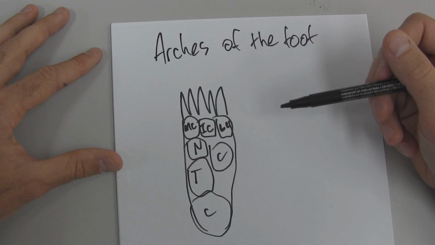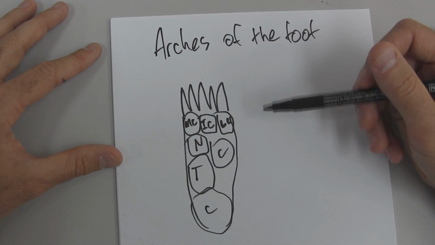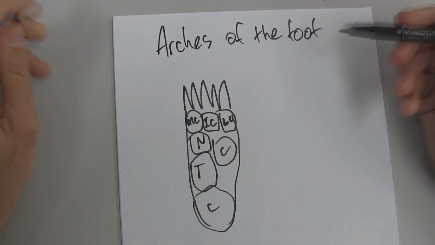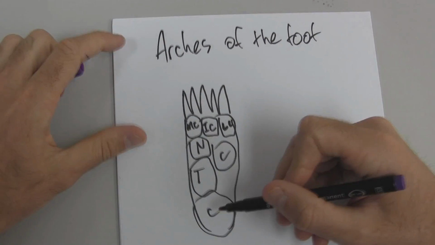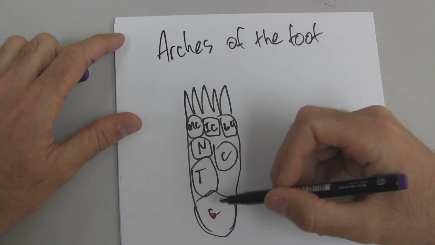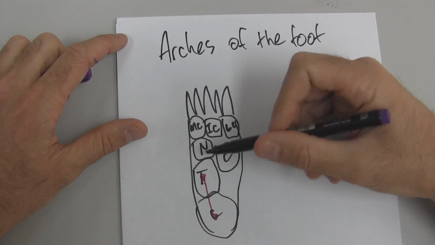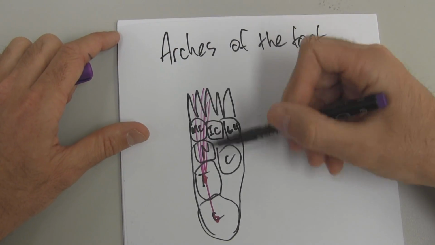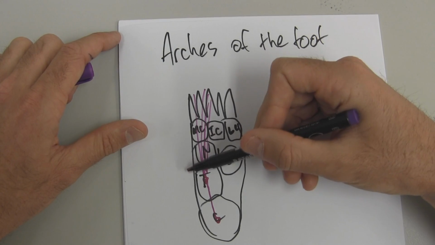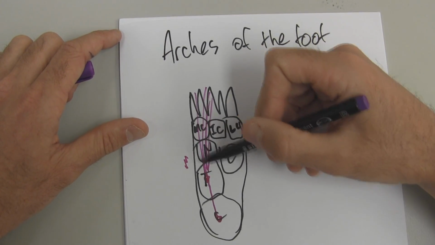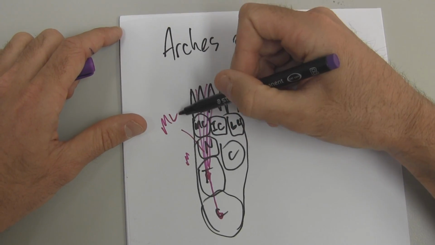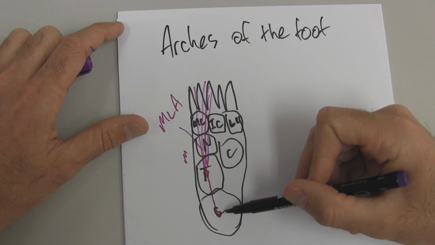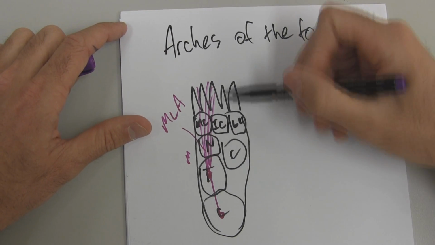Now, arches of the foot, we've got 3 arches which make up the foot. First is called the medial longitudinal arch. So the medial longitudinal arch runs from the calcaneus, it rises to the talus, and then it descends to the first 3 metatarsals. So that means that arch runs all the way up the medial side of your foot. The medial side of the foot's here. So this is the medial longitudinal arch.